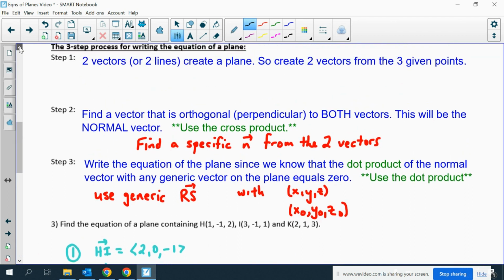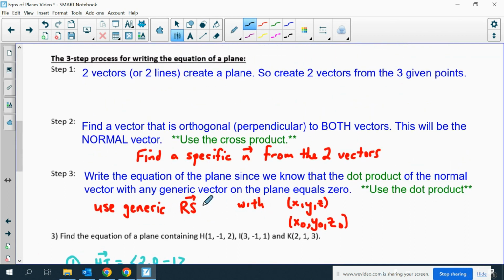And then step 3, we find some generic vector that we know is on the plane with any point that makes it work. And then we dot that with this normal vector we got in step 2 and set it equal to 0. So we're going to have a generic vector with some point that we know on the plane, some generic xyz that will give us all the other points on the plane if we plug stuff in to make it work. Then we dot this and this and set it equal to 0.